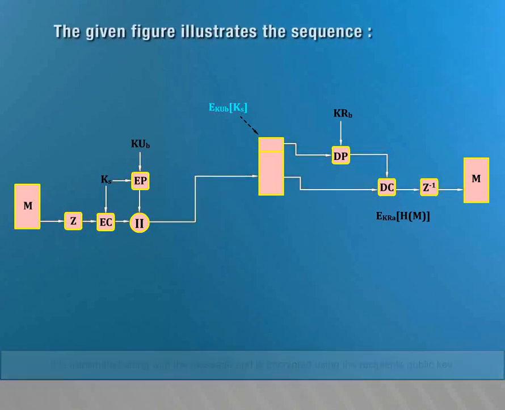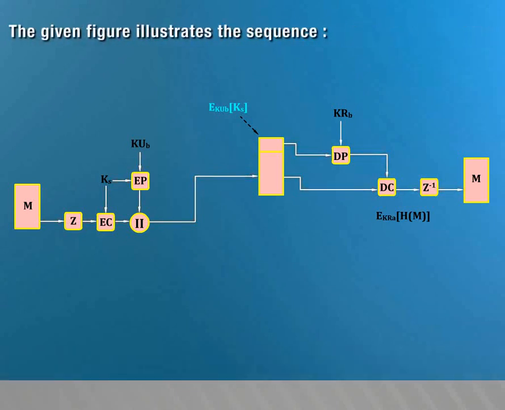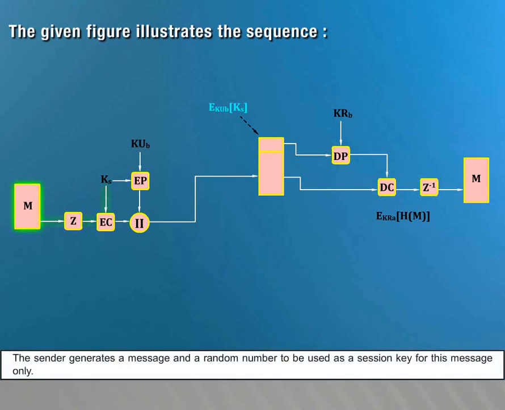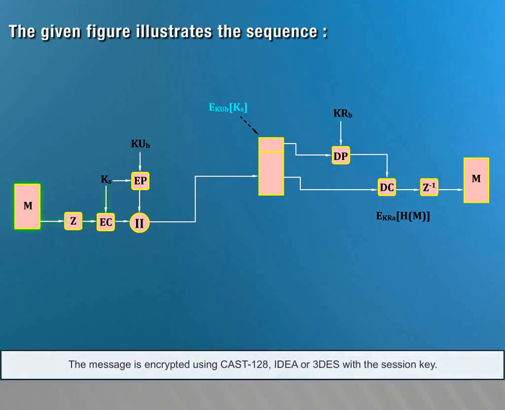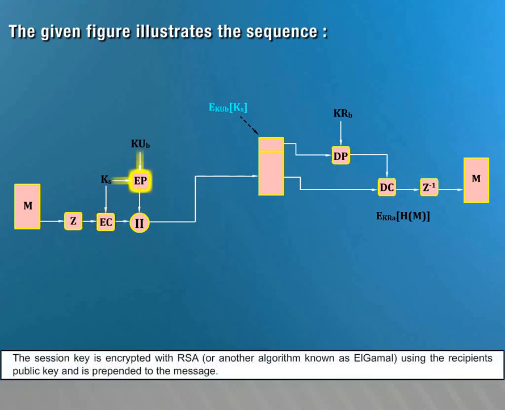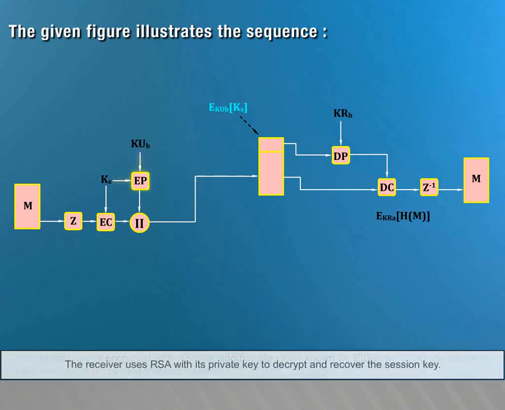The given figure illustrates the sequence. The sender generates a message and a random number to be used as a session key for this message only. The message is encrypted using CAST-128, IDEA or 3DES with the session key. The session key is encrypted with RSA or another algorithm known as ElGamal using the recipient's public key and is prepended to the message. The receiver uses RSA with its private key to decrypt and recover the session key. The session key is used to decrypt the message.